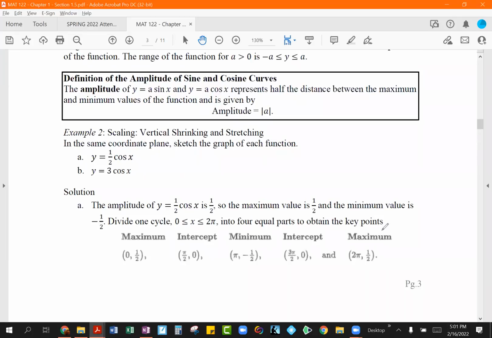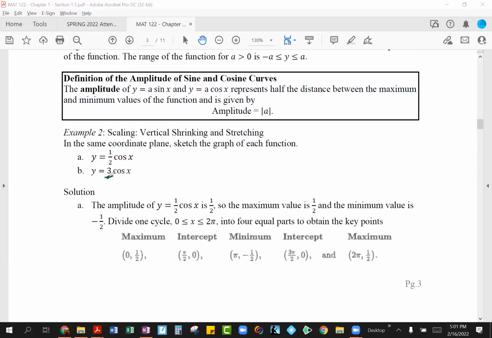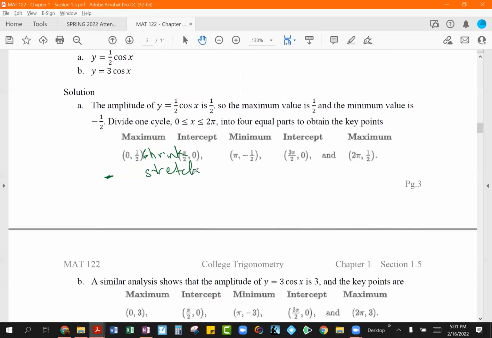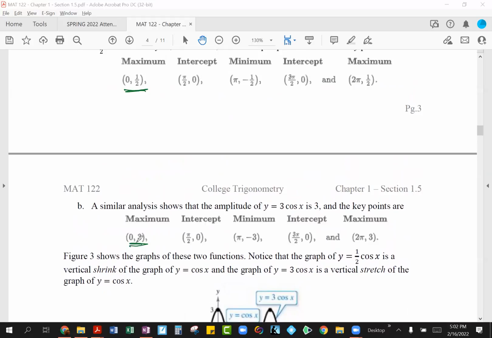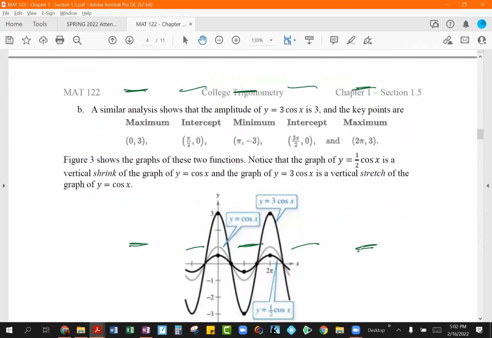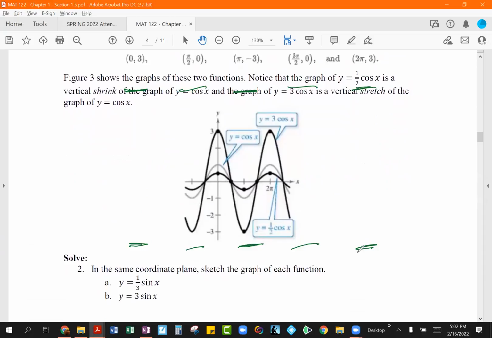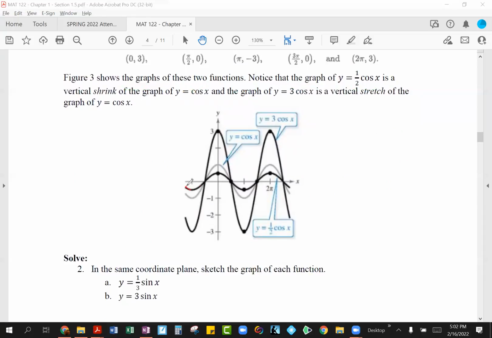Now in the second one, you are doing 3 times. In this case, of course, that means you're going to see a vertical stretch. The first one was a shrink. The second one will be a stretch. When you compare the two ordered pairs, this was 0, 1/2, this guy will become 0, 3. The intercepts will stay at the same value, but your minimum and maximum will change based on that amplitude. And that will be reflected in the graph. So look how different both of these graphs look. This is your 1/2, and then this is your 3.